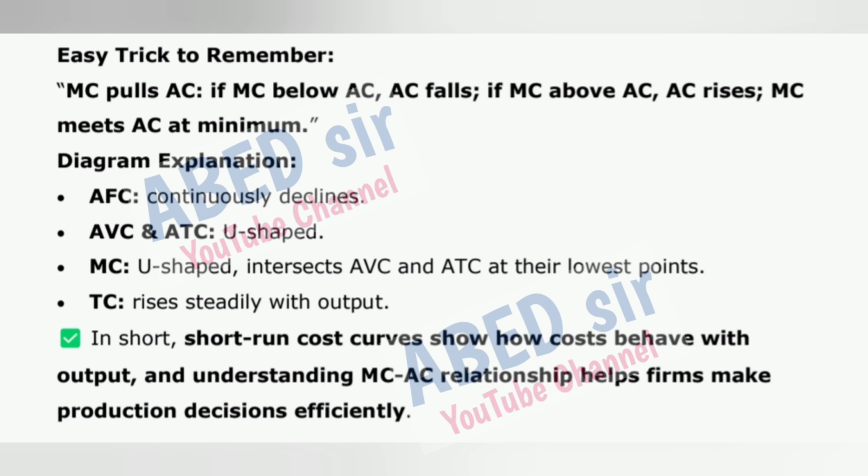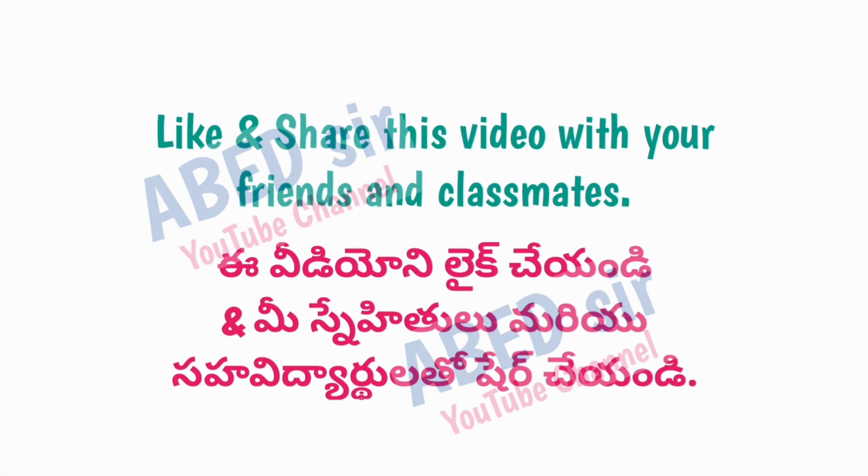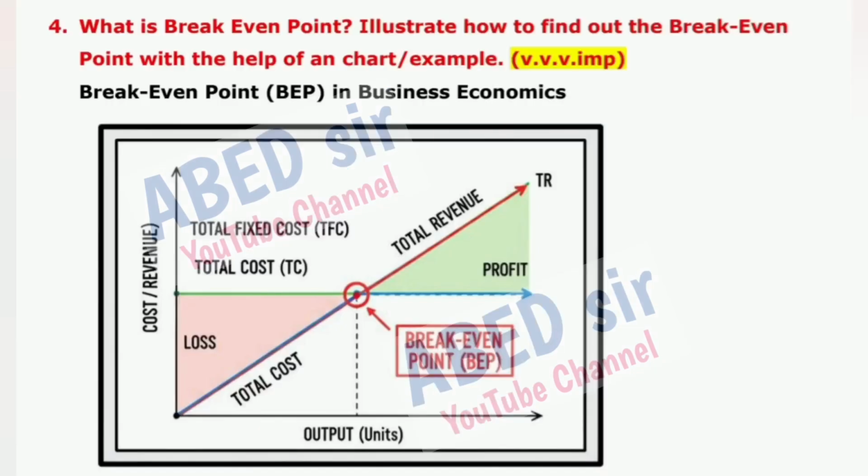In short, short-run cost curves show how costs behave with output, and understanding the MC-AC relationship helps firms make production decisions efficiently. Next important long question is: 4. What is break-even point? Illustrate how to find out the break-even point with the help of a chart example.